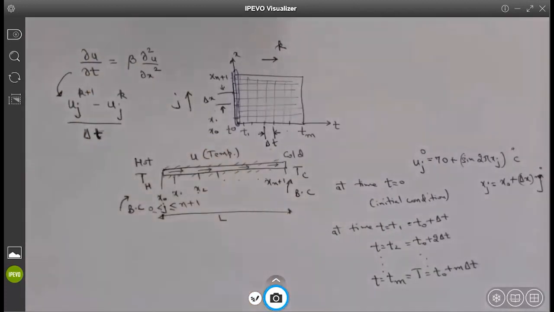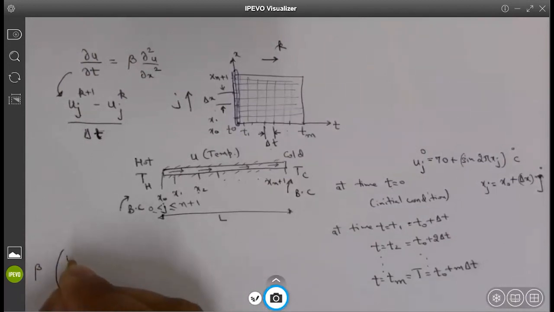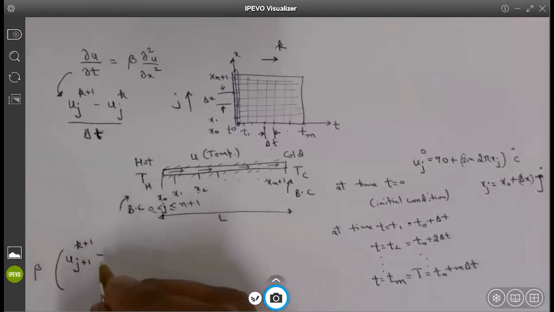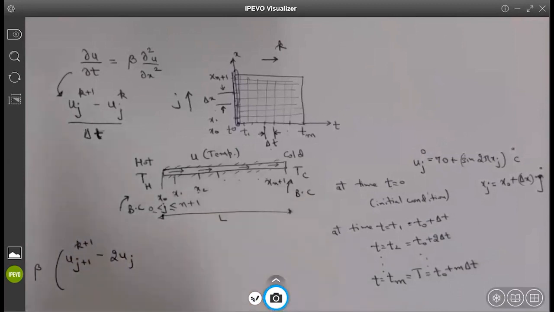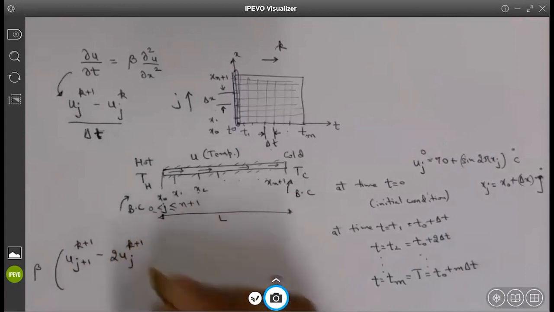And the second partial derivative is approximated by another formula, which was given to you as beta del 2u over del x square is given as beta u of j plus 1, k plus 1 minus 2 u j k.